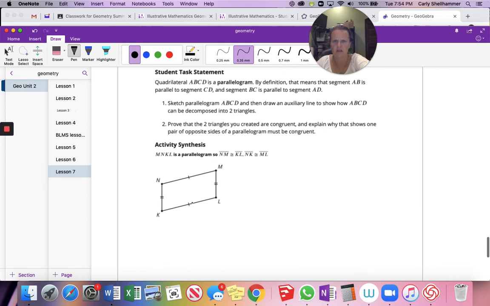Okay, we're going to just ignore this for a second. We're working on this task statement, and it doesn't have anything to do with this activity synthesis, okay?